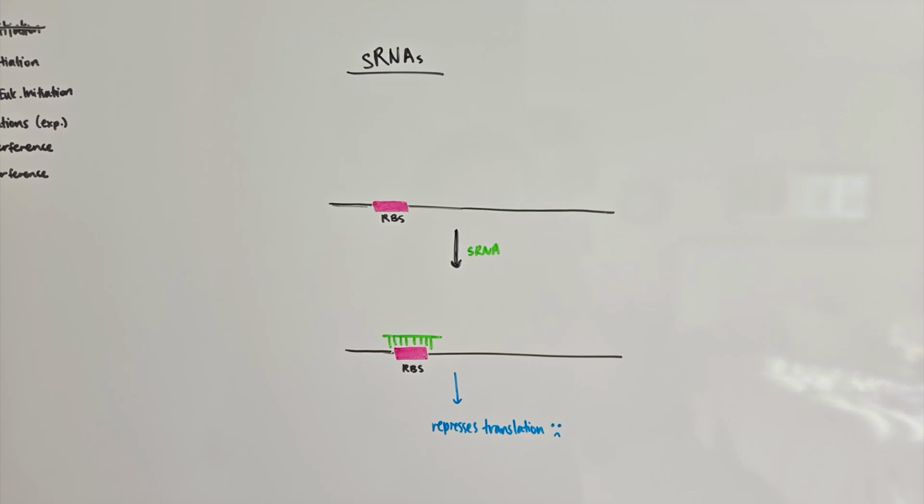To repress it, sRNAs can just bind to the RBS, which is unobstructed, and that will not allow any ribosome to dock because it cannot bind to the RBS if an sRNA is blocking it. And that's pretty much how you can activate and repress translation using sRNA.